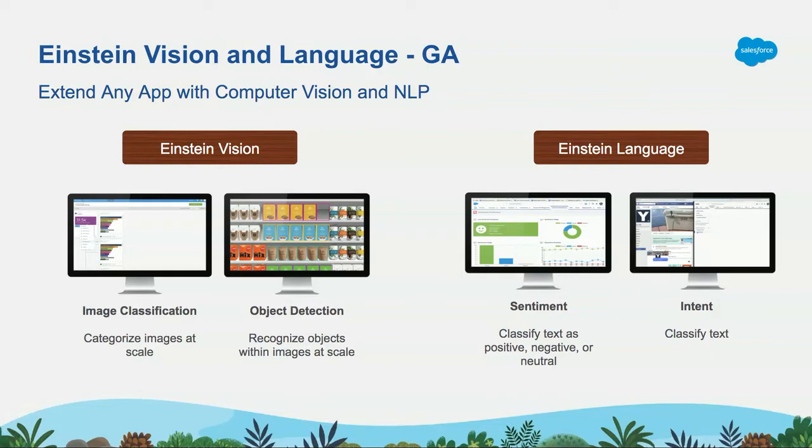On the language side, we have sentiment. So this is a global model. It means it's pre-trained. And so the categories, if you will, are defined already. They're positive, negative, and neutral. And so when you give it a text, it'll tell you which of these categories it belongs to. And then intent allows you to define the categories. So you define the categories, you give it a piece of text, and then it'll tell you which category it belongs to. Does all this make sense so far?